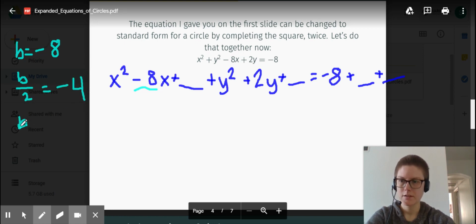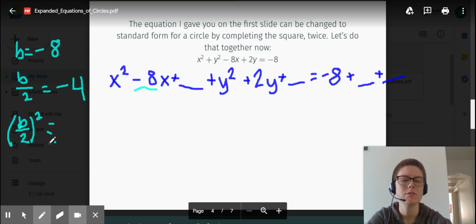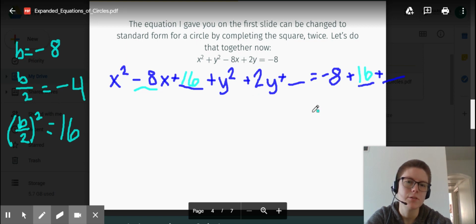And then b over 2 in parentheses squared. I mean, I guess I don't have to put it in parentheses. No, I do, because if I typed it in the calculator, it would just square the top. Anyway, then negative 4 squared is going to be 16. All right, so that's 16. We're going to put that 16 over here as well. Remember, what you do on one side, you have to do on both.